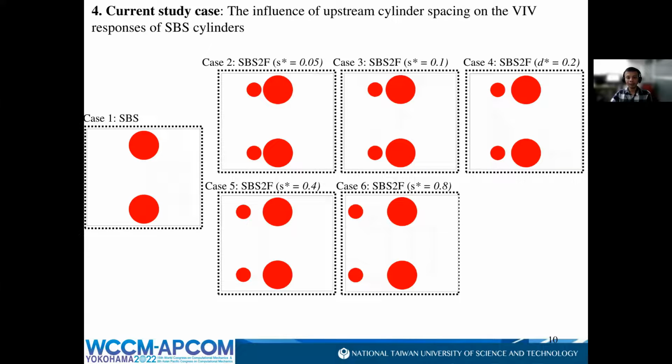And then the next investigation is the influence of the upstream cylinder spacing on the VIV response of the tandem cylinders. We use 5 different cylinder spacings with a constant upstream cylinder diameter. In this case, we use a constant cylinder diameter ratio equal to 0.5.